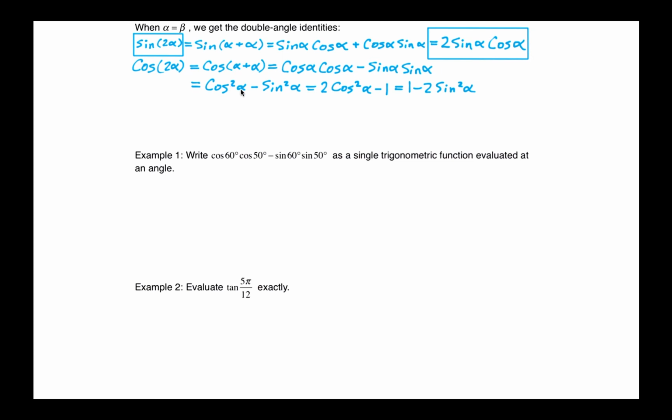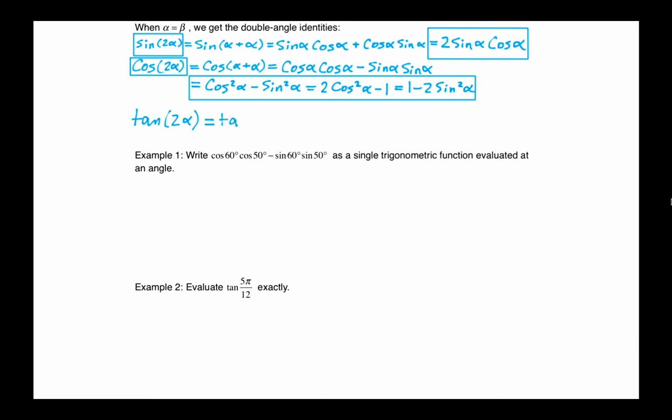Or you could replace the cosine squared alpha with 1 minus sine squared alpha, which gives you 1 minus 2 sine squared alpha. So depending on the situation, if you want to have everything in terms of sines, you could use this. If you want to have everything in terms of cosines, you could use that. And if you're okay with a combination of those things, then you could use this one. So there are actually 3 versions of that double angle identity for cosine.